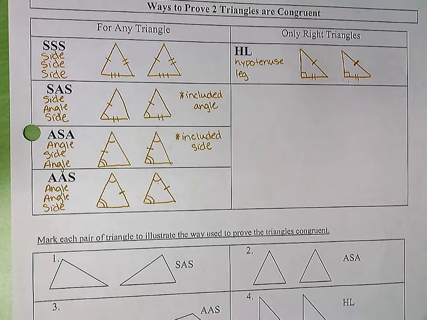But since it's a right triangle, this would be considered hypotenuse leg. Both your hypotenuse are congruent, and one of your legs are. Okay? Questions on these different ways to prove two triangles congruent? Okay, you're looking at the sides and the angles to do this.